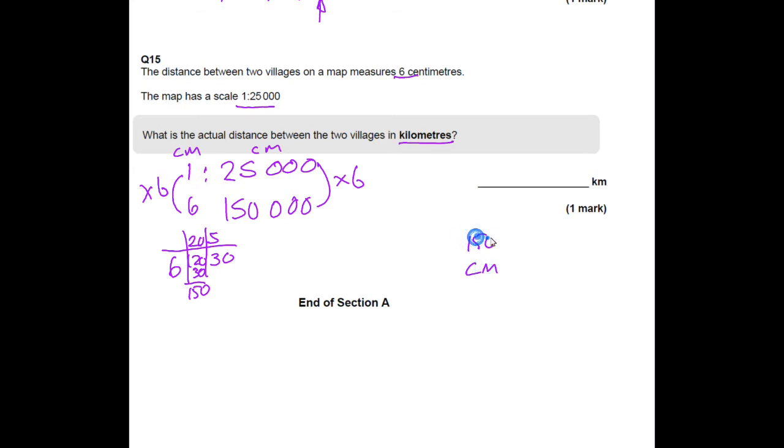We've got centimetres and we have 150,000 centimetres. First, we need to convert them into metres by dividing by 100. So knock 2 of the zeros off, gives us 1,500 metres. And then the next step is then to turn them into kilometres by dividing by 1,000. So we can divide by 1,000 by moving the decimal point 3 places to get 1.5 kilometres. So on the answer line, 1.5 kilometres, and that's worth 1 mark. And that's the end of section A to practice paper 6.